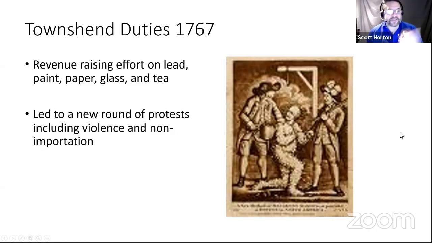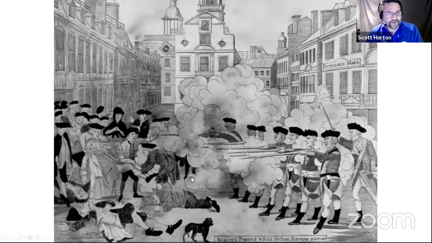So the Townshend duties, same thing happens here. The British government tries to make some money off the colonies. There's a whole new round of non-importation, and a whole new round of tarring and feathering, and protests being sent to the British government. So one of the British responses, of course, is to send more troops to the colonies, keep an eye on these troublemakers, especially these folks in Boston.